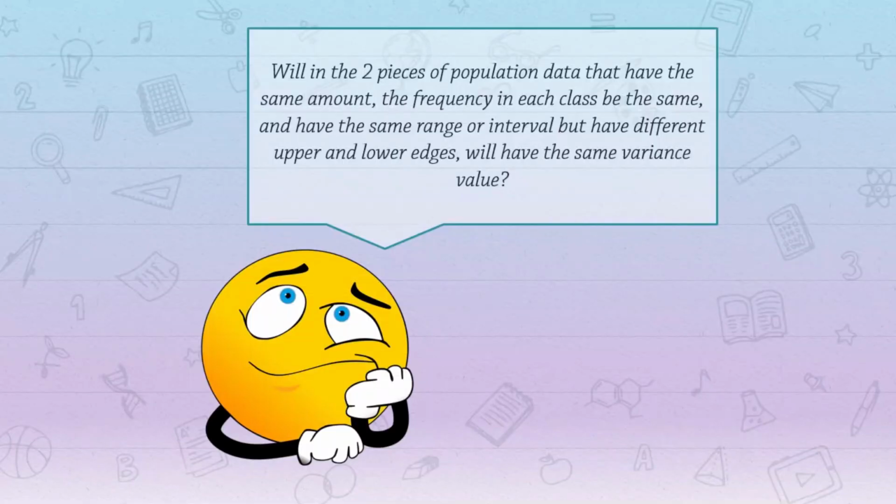The next question is, will two pieces of population data that have the same amount, the same frequency in each class, and the same range or interval, but have different upper and lower ages, have the same variance value? This will be shown in the data below.